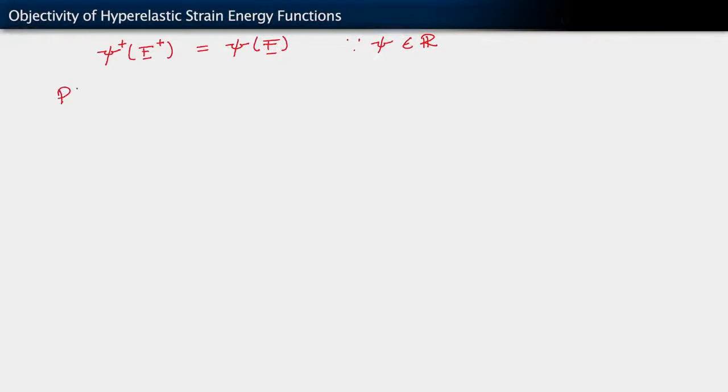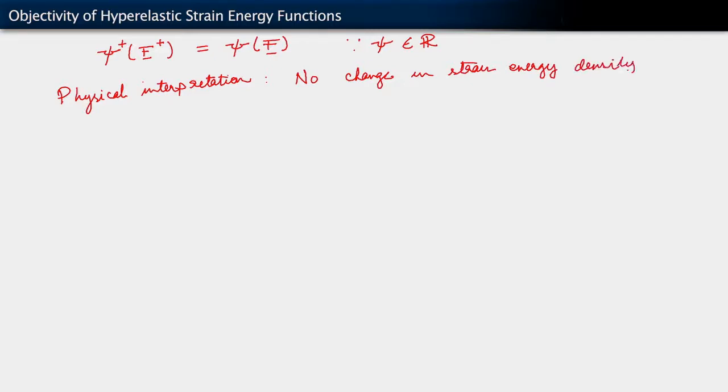That's an obvious physical understanding of what it means to have rigid motions. And that essentially is what we've written. The physical interpretation is that there is no change in strain energy or strain energy density due to rigid body motions.